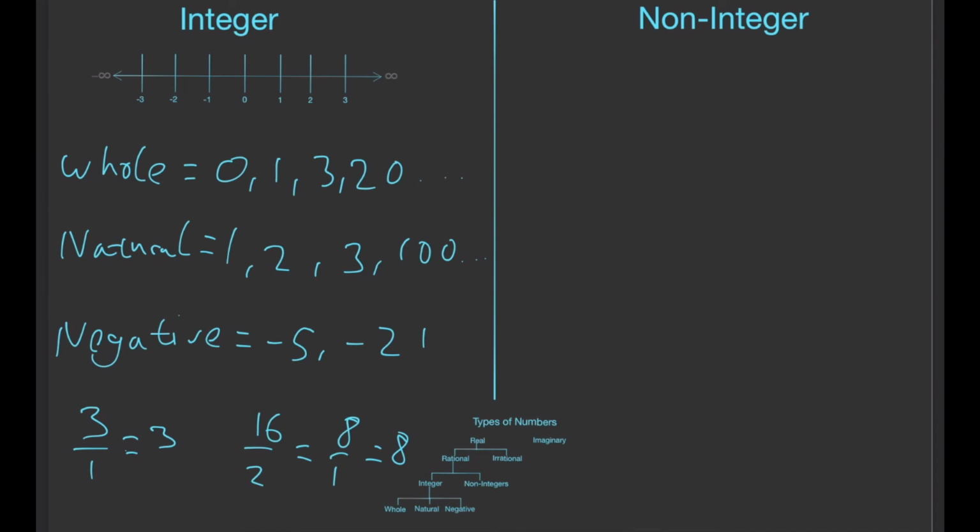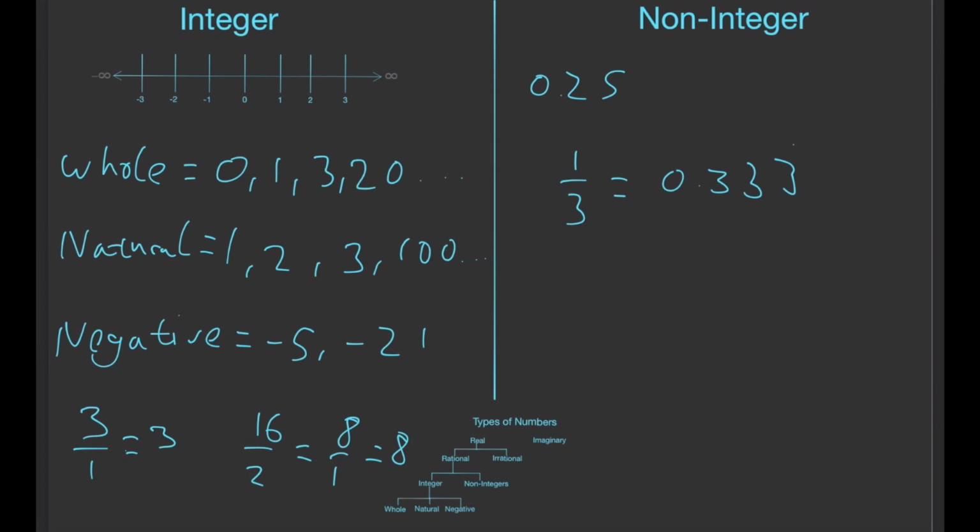So what is a non-integer number then? A non-integer number is pretty much a decimal. So that would be 0.25, for example. This is a non-integer number. Or a fraction, which actually is a decimal. So a fraction such as a third would give us 0.333 recurring. And so this is a non-integer number.